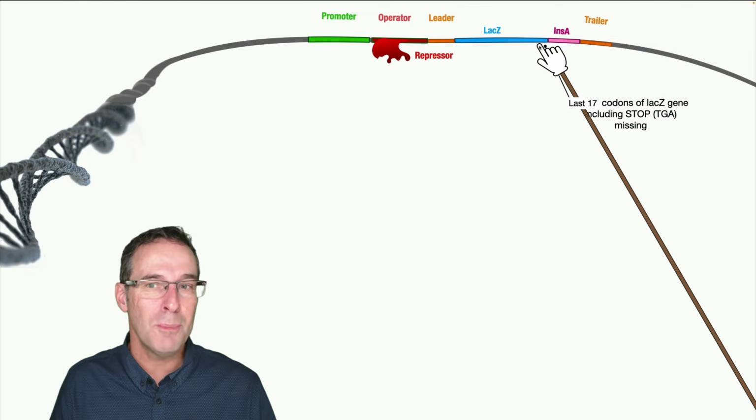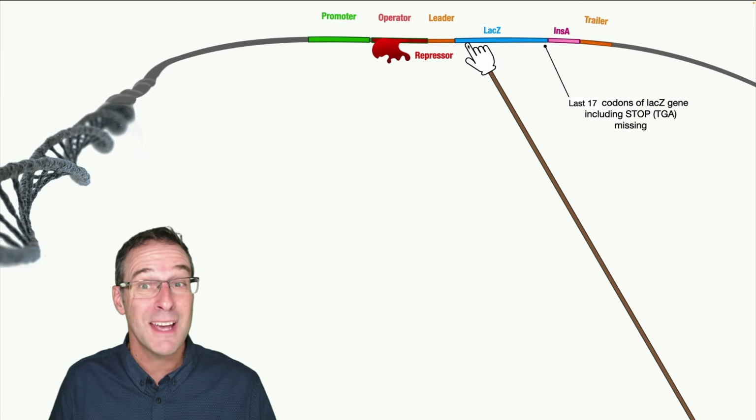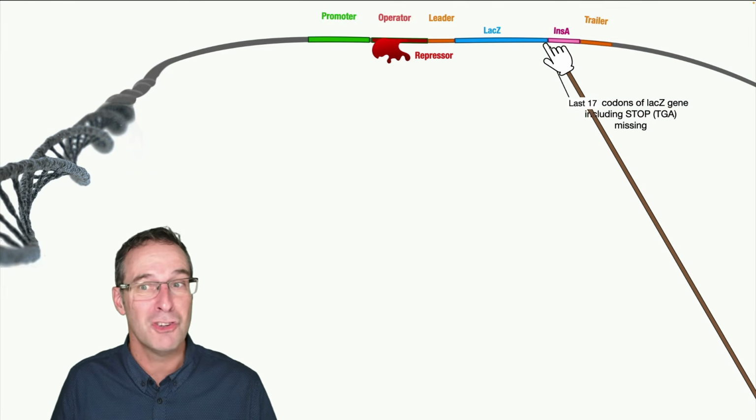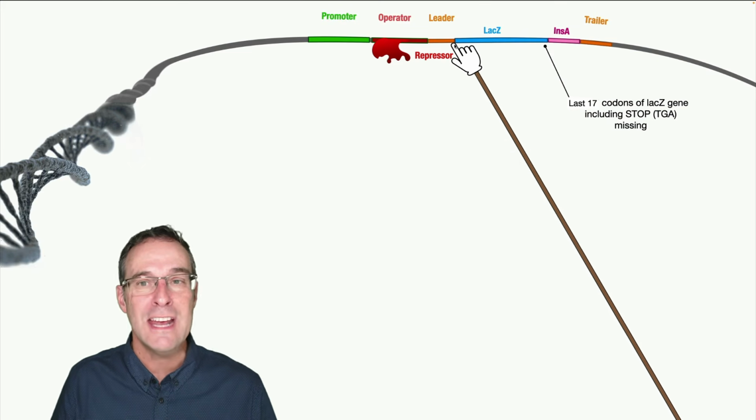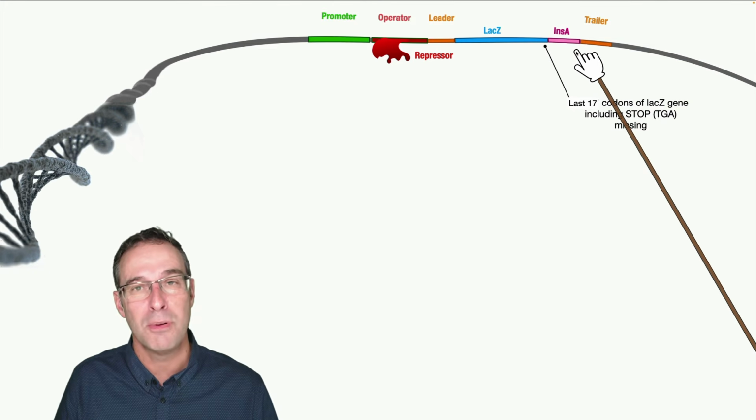And because there's no stop codon, it means that when a ribosome translates the messenger RNA produced from this gene, it's not going to stop and turn that into a protein and then start again and turn that into a separate protein. It will make it all as a single protein.